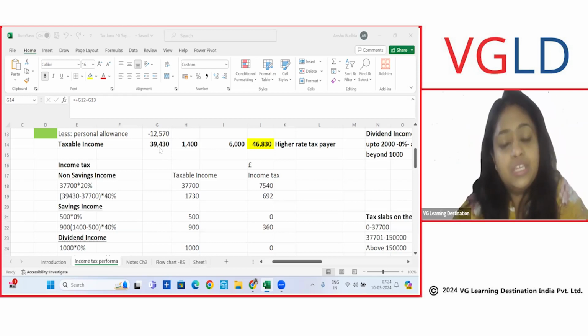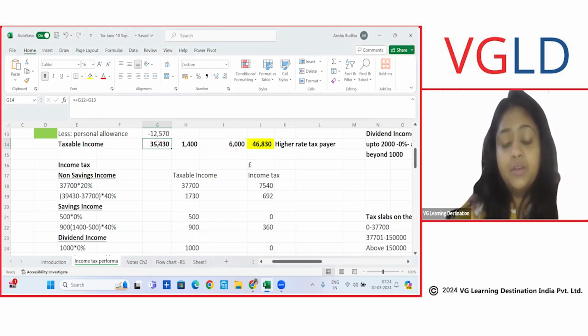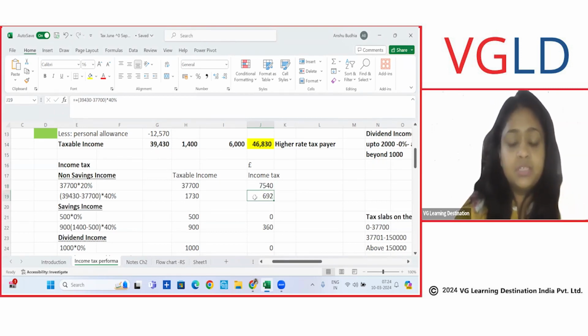So when I do the calculation of NSI, 39,430 is your taxable income here. You know that up to 37,700, it will be taxed at 20%. Then 39,430 less 37,700 will be taxed at 40% because now you're in the higher rate band.